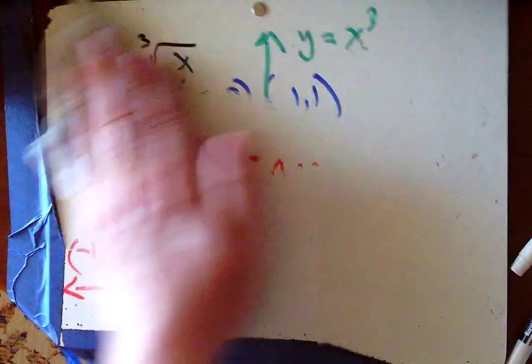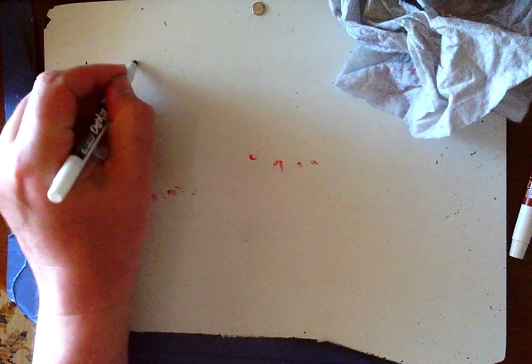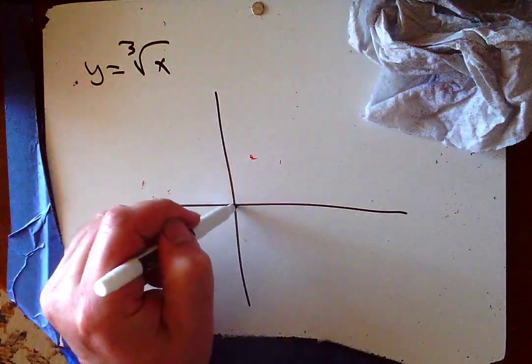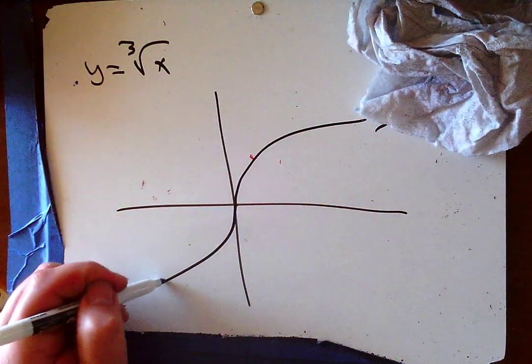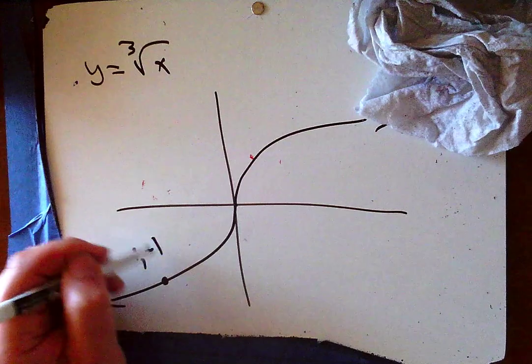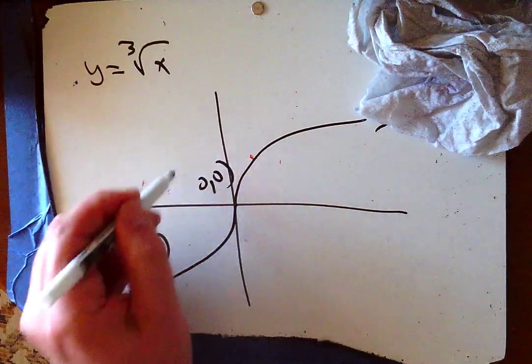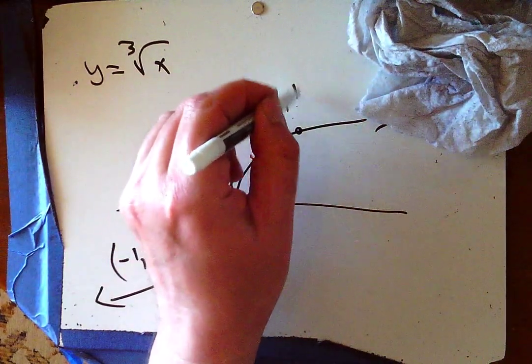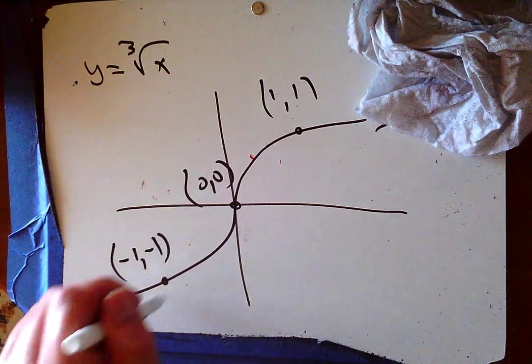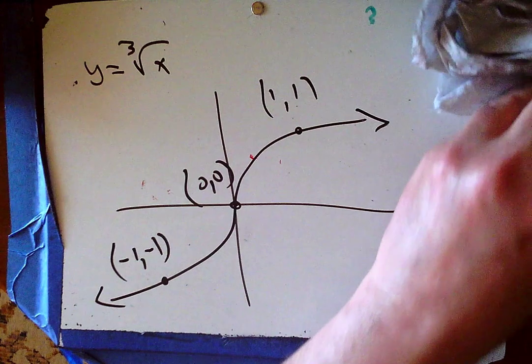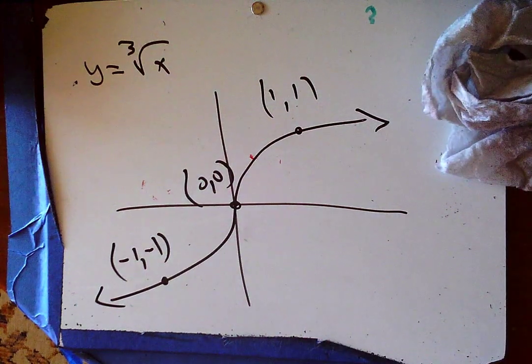So, y equals cube root of x passes through -1, -1, 0, 0, and 1, 1. Just like y equals x. y equals x draws through those points as well. So make sure you know this shape.